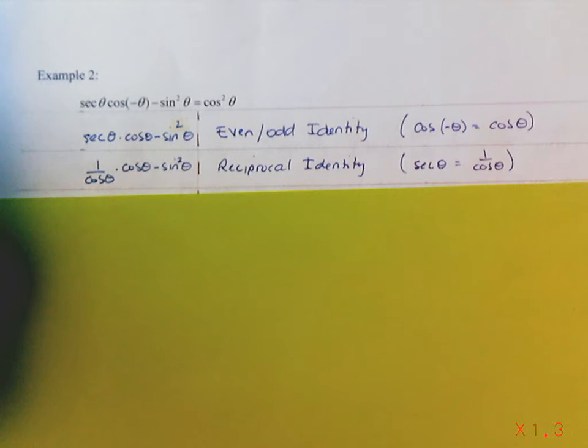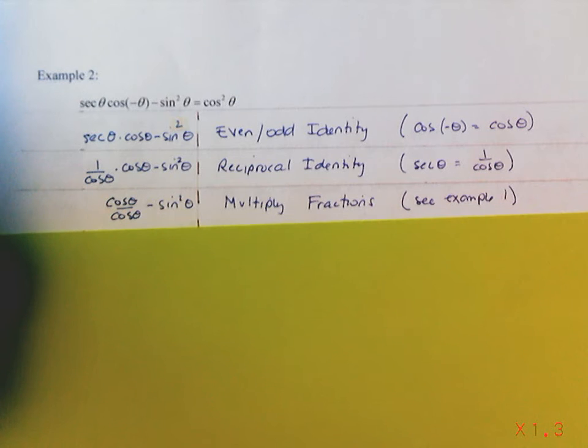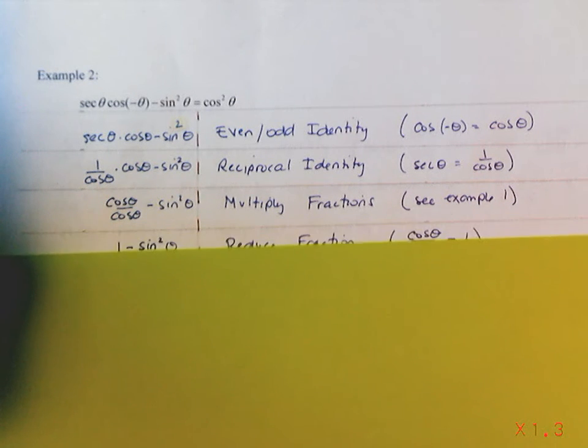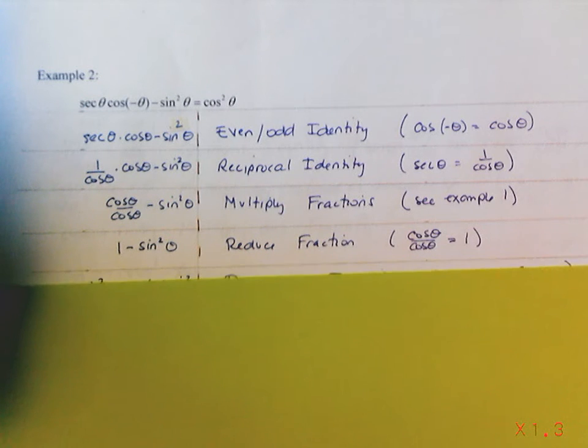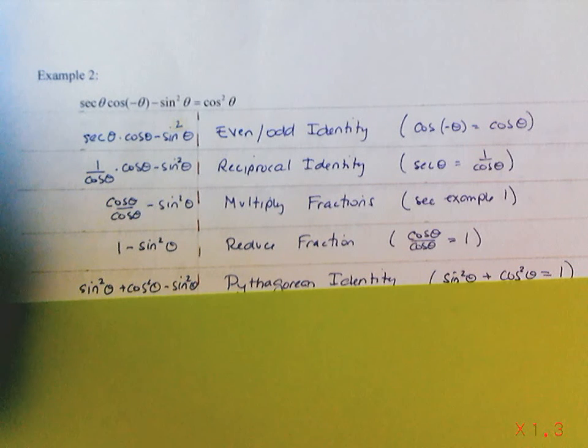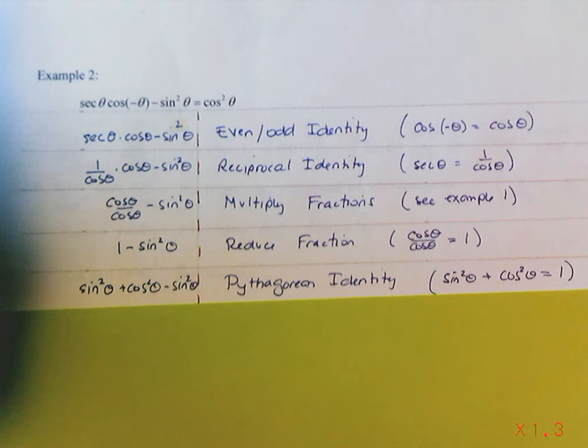It's harder to see it, but the next step I think should make it a little bit easier to see. Cosine theta over cosine theta is going to equal 1. So when I multiply the fractions, I replace cosine theta over cosine theta with 1. Then I've got a Pythagorean identity. Pythagorean identity gets used frequently with these. So I replace 1 with sine squared theta plus cosine squared theta. This is where it gets easier to see. If you want to get to cosine squared theta, you have to introduce cosine squared somewhere. And this is where I can do it.